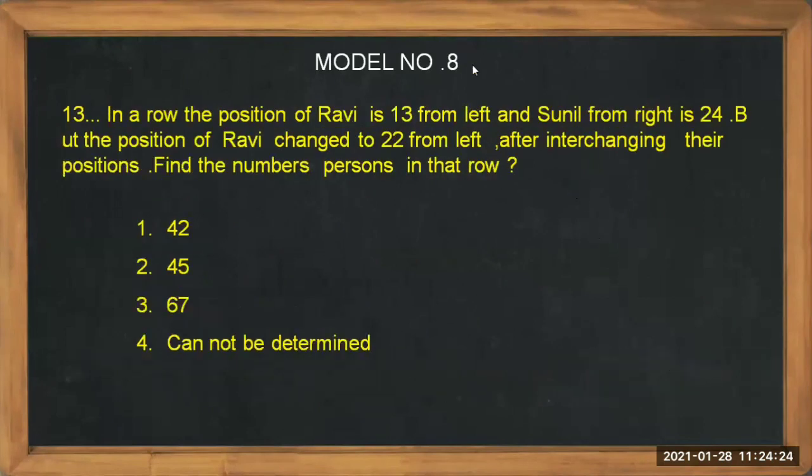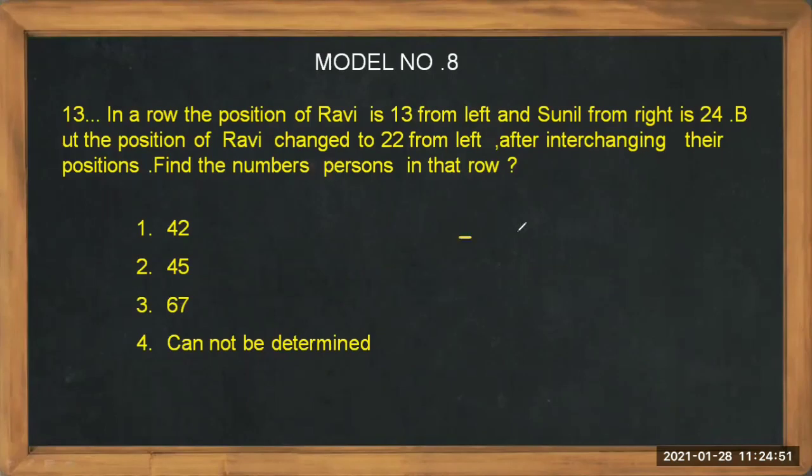Next, model number 8. In a row, the position of Ravi is 13 from left and Sunil from right is 24, but the position of Ravi changed to 22 from left after interchanging their positions. Find the number of persons in that row. Very simple.